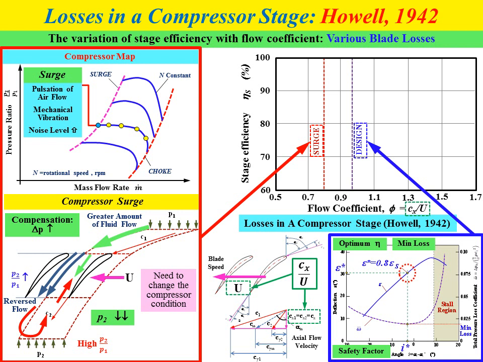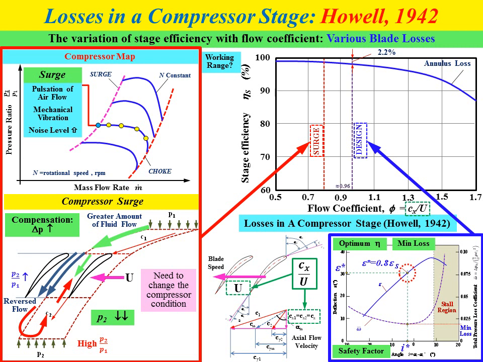Okay, so let's go back to the result obtained by Howell 1942 in terms of stage efficiency for various values of flow coefficient. So the first graph obtained by Howell is the graph of stage efficiency considering only annulus loss, represented by the blue color curve. If you compare to the ideal value of stage efficiency, which is 100%, the stage efficiency obtained when we consider annulus loss will have a reduction of efficiency at design condition of around 2.2%.